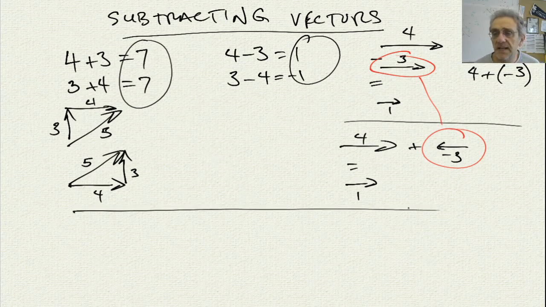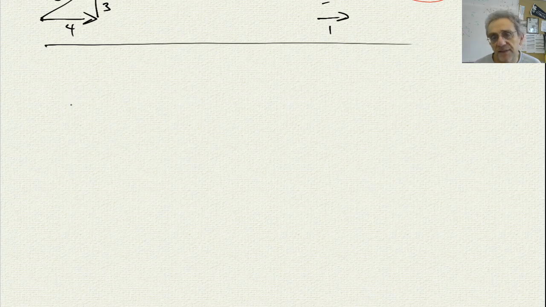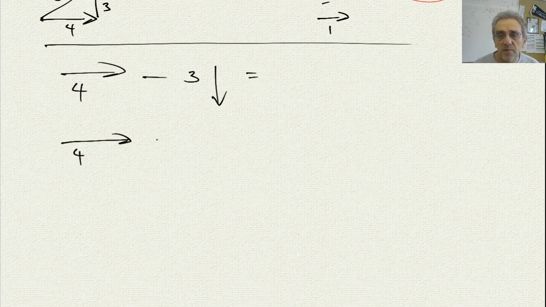In this case, let's push this up a little bit. Let's do the same thing now, where we had a 4 like this, and we subtract a 3 like this. What's this going to equal? Well, we can now leave the 4 alone, but we can add now a negative 3. And I'm going to do this with variables in a moment. Notice the negative 3 is pointing in the opposite direction to the positive 3.